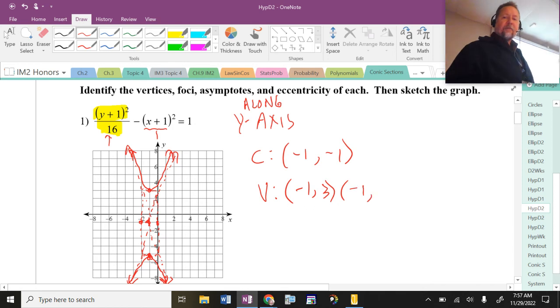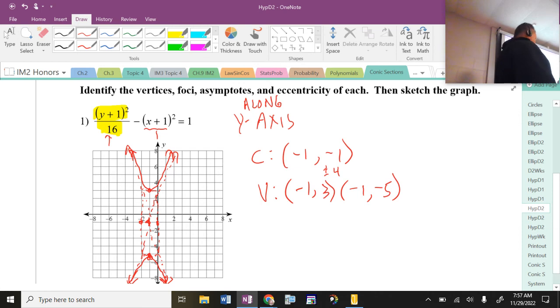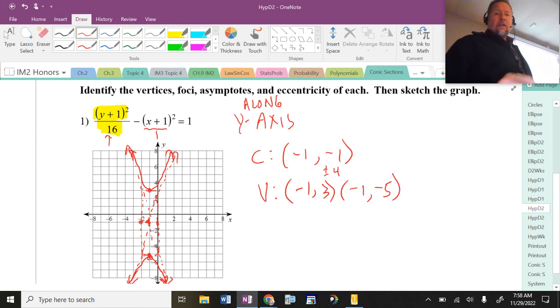And you can find that easily by adding and subtracting 4 from the y coordinate, because that's all you did. You moved 4 up from the center and 4 down. So conceptually, if you can visualize the graph without graphing it, that's mathematically what you would do to get those vertices. All right, and then foci.